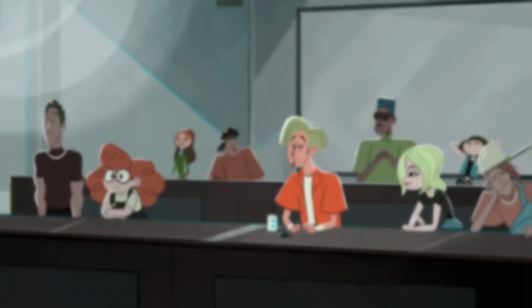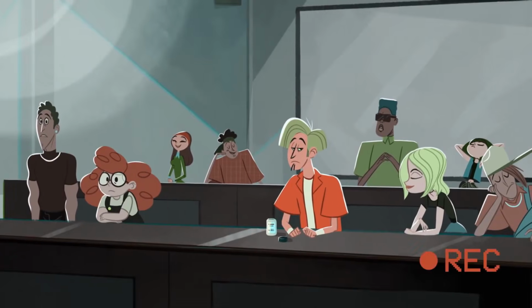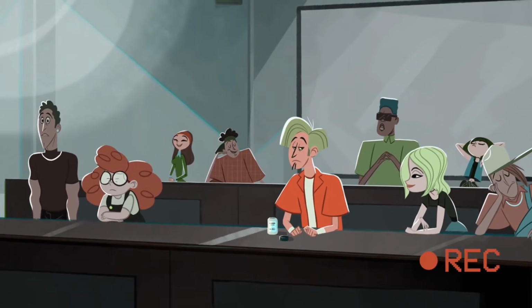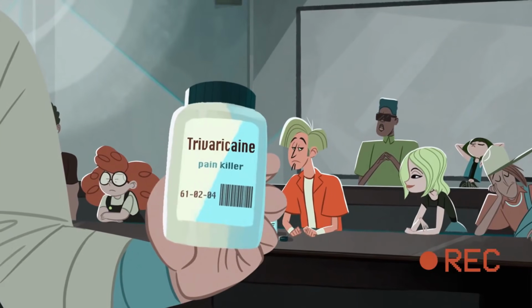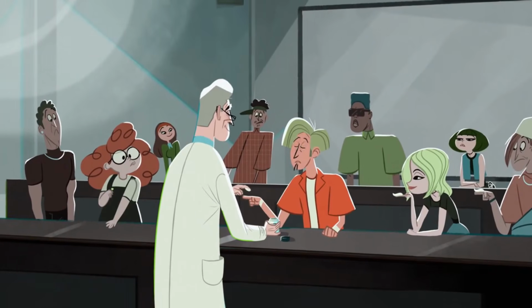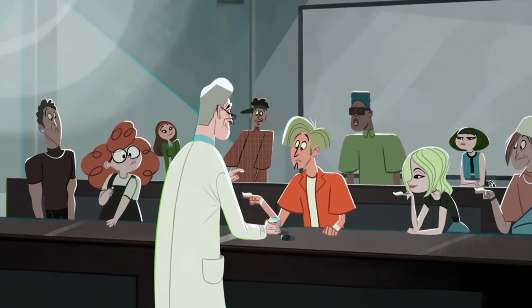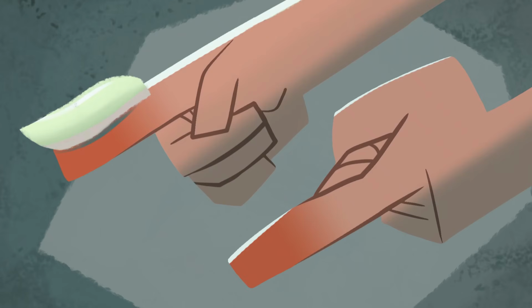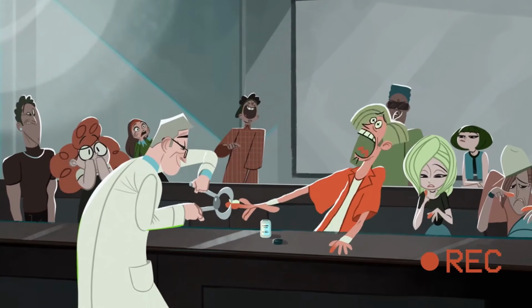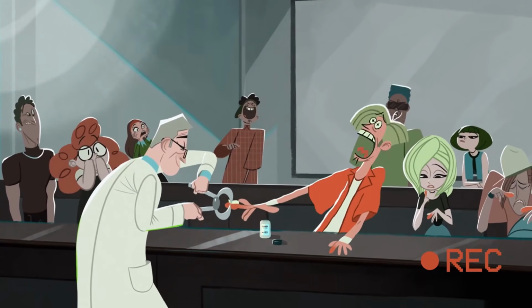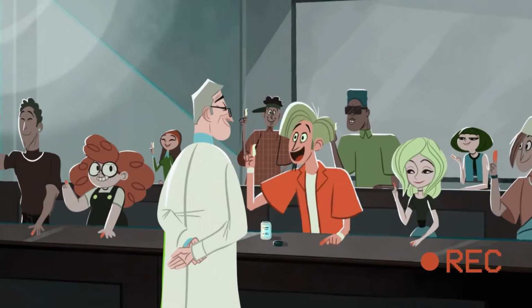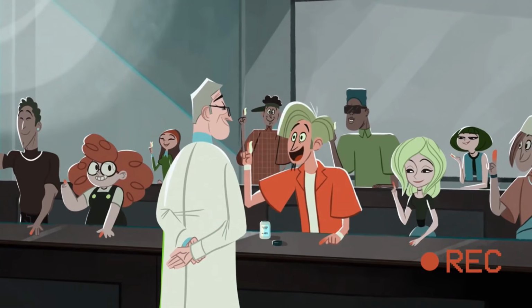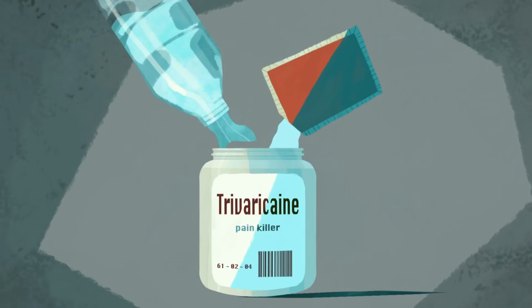In 1996, 56 volunteers took part in a study to test a new painkiller called trivaricaine. On each subject, one index finger was covered in the new painkiller, while the other remained untouched. Then, both were squeezed in painful clamps. The subjects reported that the treated finger hurt less than the untreated one. This shouldn't be surprising, except trivaricaine wasn't actually a painkiller, just a fake concoction with no pain-easing properties at all.